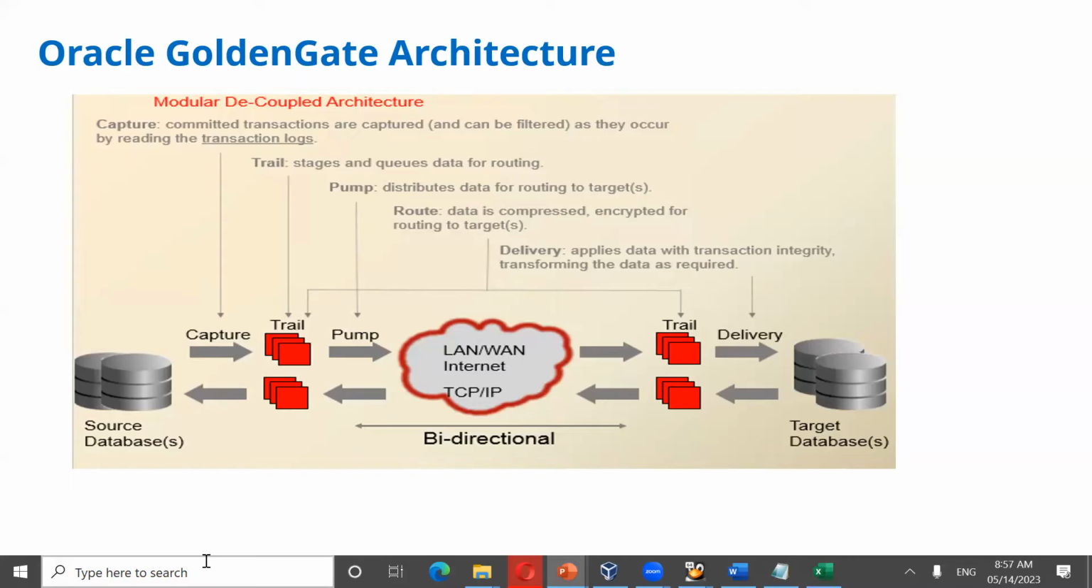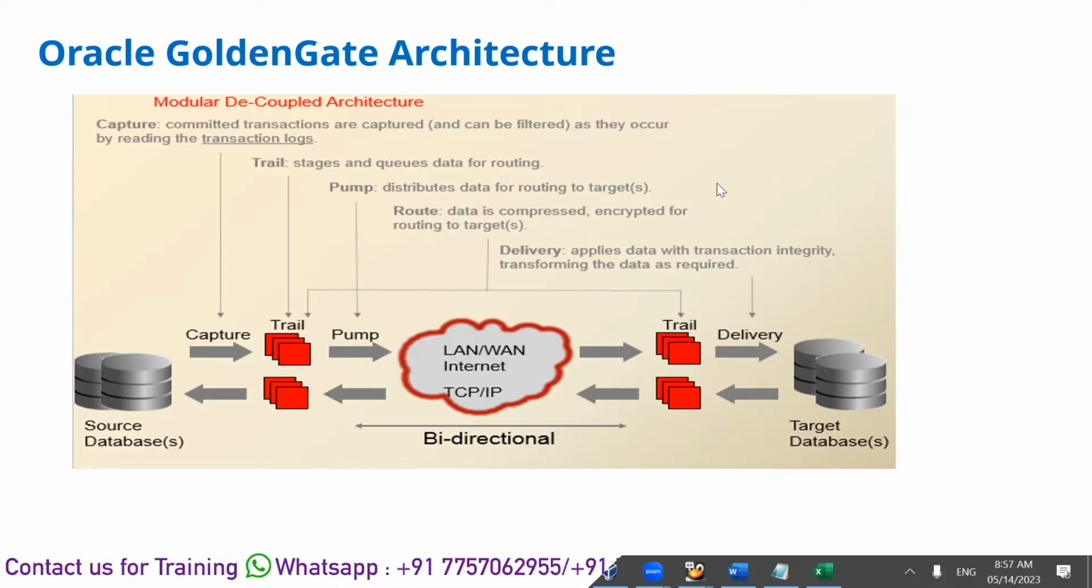The manager process, as the name suggests, should be running, and it manages all its components, which include extract, pump, replicate, local trail, and remote trail. Remember one thing: each Golden Gate instance has one and only one manager process.